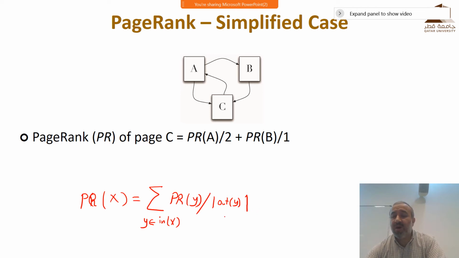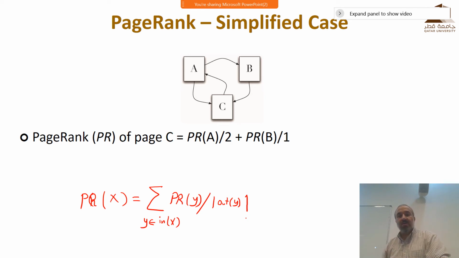Why did we divide by the number of out of Y? Because we choose one only. So this is like multiplying by 1 over this number. Okay, is that clear for everyone? Any question about this?